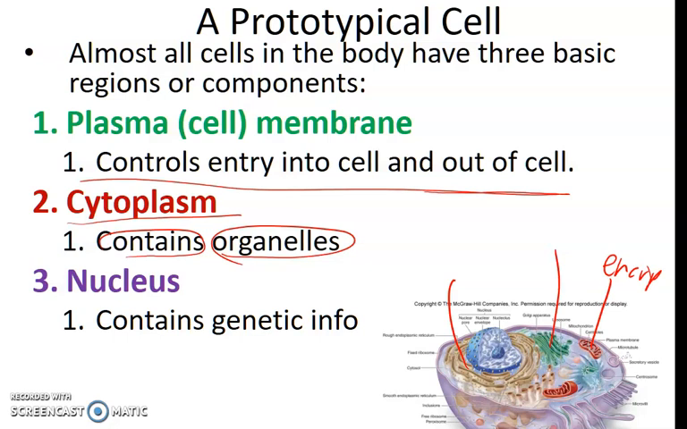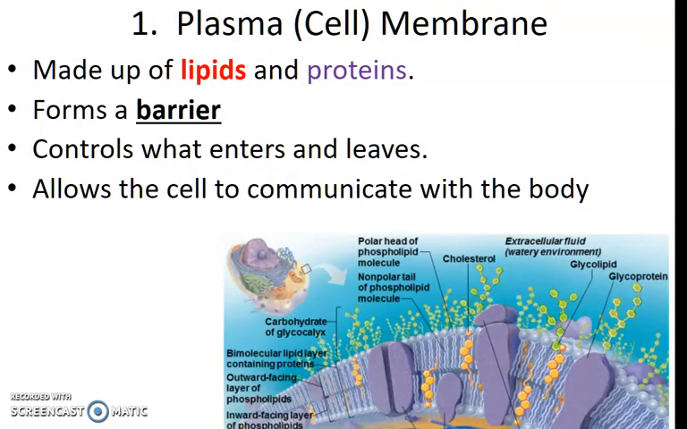So the cytoplasm is where all it happens. Well, you need the factory floor to be told what to do. You have the nucleus. That contains the genetic information. It tells the stuff in the cytoplasm what to do. Now, the cell membrane is made up of lipids and proteins.